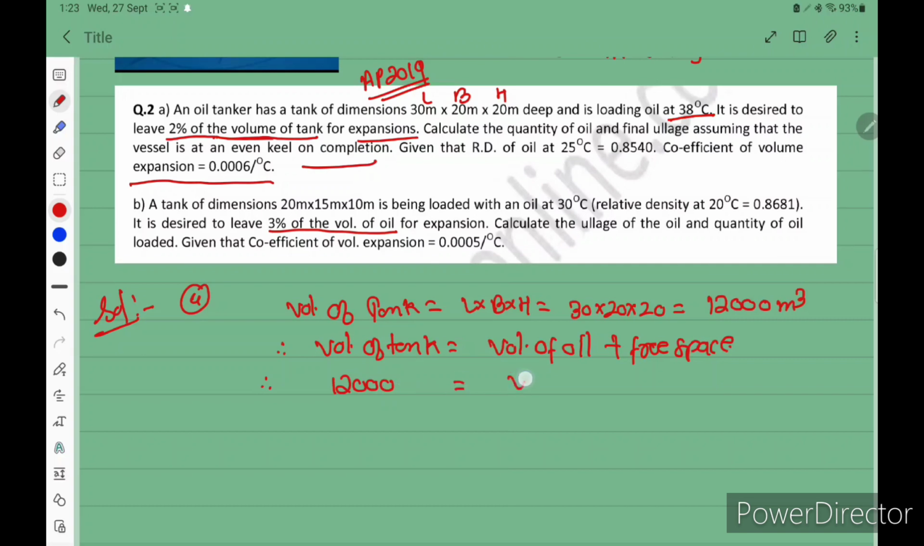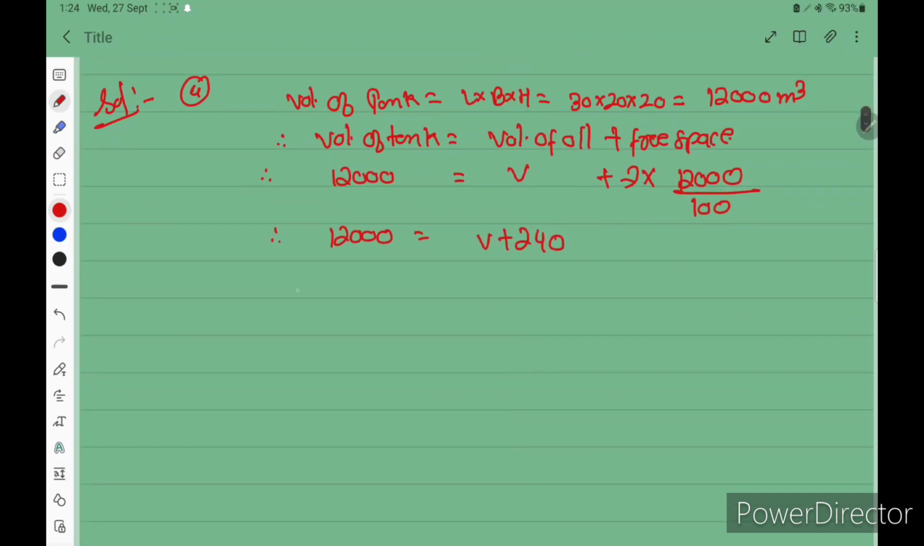Volume of oil we don't know. Free space: the 2% volume of tank is for free space. So 2% of the volume of tank, divided by 100. So 12,000 is equal to V plus 240. Now V is equal to 12,000 minus 240. So the volume of oil we get is 11760 meter cube.